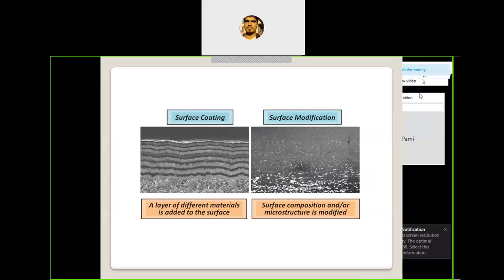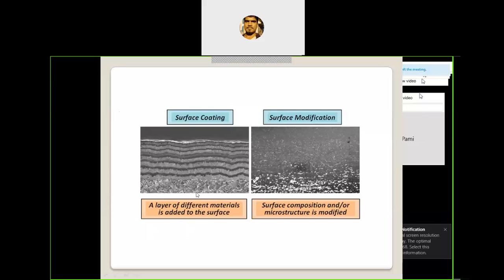Surface coating and surface modification. So here a layer of different material is added to the surface. Coating means a layer of different material. This is the base material, the primary material, and here there is a layer of other material which is coated or deposited on the base material. On the curriculum, we can call it a substrate.